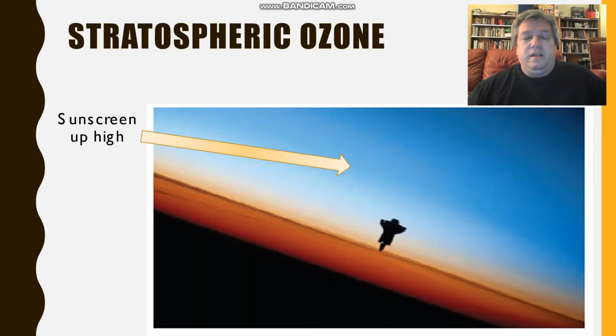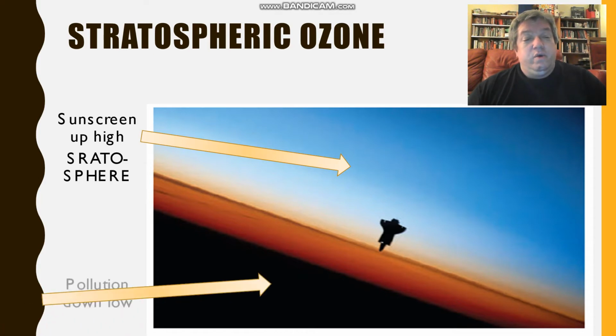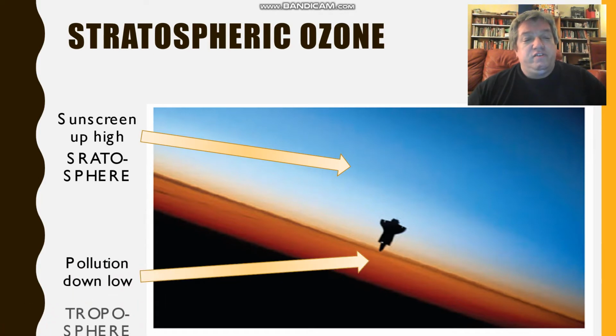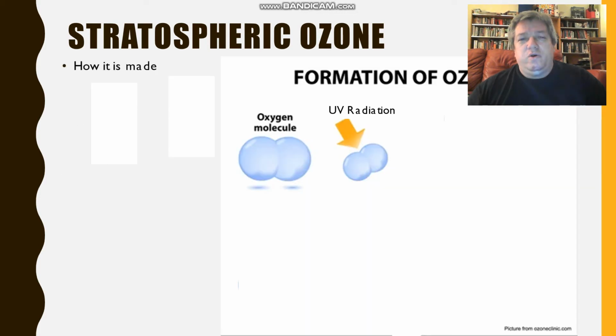So we're going to talk today about stratospheric ozone. And we talked a little bit before that ozone acts as a sunscreen when it's up in the atmosphere, so it's good for the human race. Whereas when it's down low in the troposphere, where we are, at ground level, it's a nasty pollutant that makes asthma worse and is bad for you. We're going to focus on the ozone in the stratosphere.